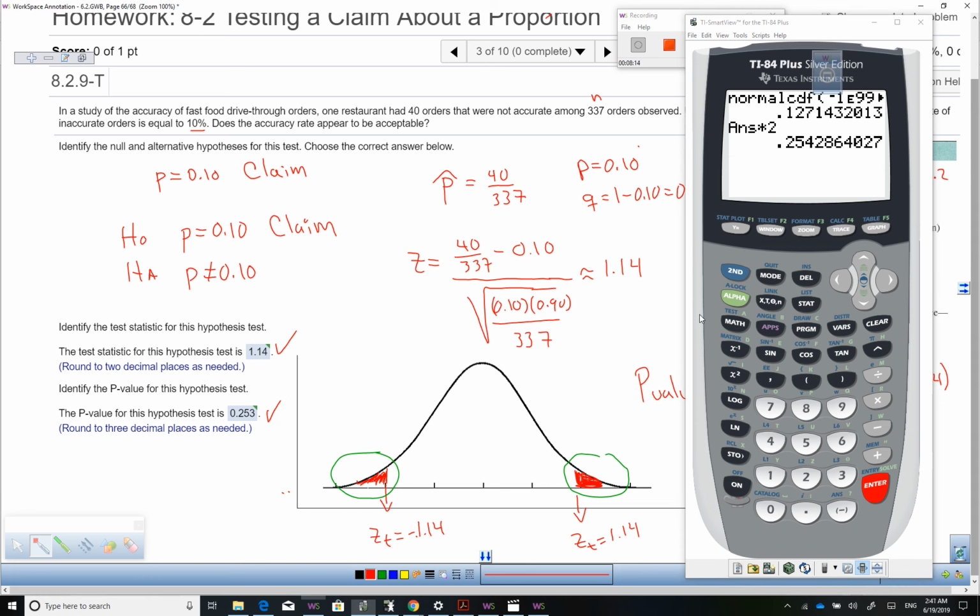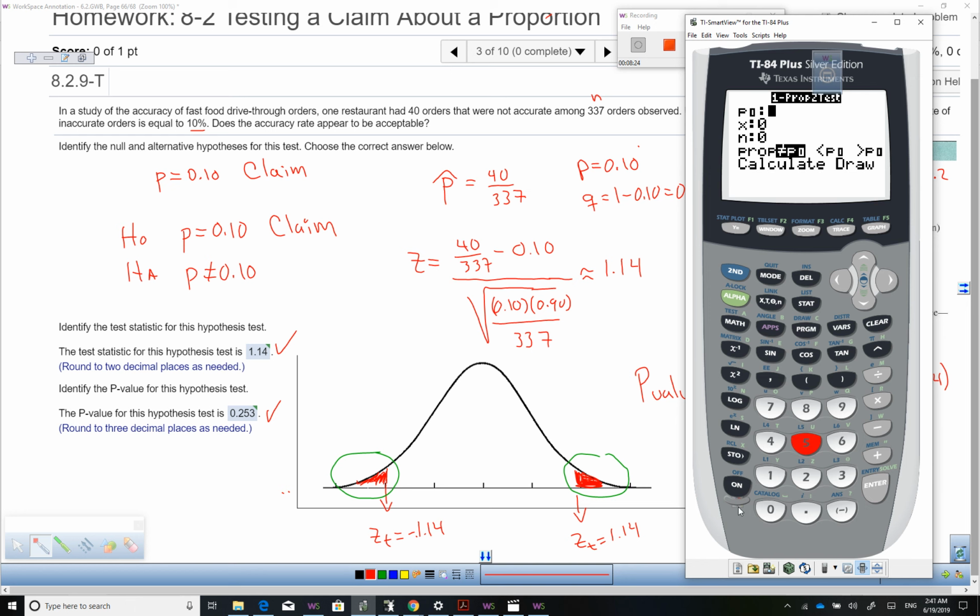So I know this is a long process. There is a shortcut on the calculator just by pressing STAT and going to TESTS, and make sure you select 1-PropZTest, number 5, and you need to input all the information here: the value of the null hypothesis, the one that is assumed, which is 0.10. That's the one on the null hypothesis. The proportion of orders in this particular case that were inaccurate, which is 40.